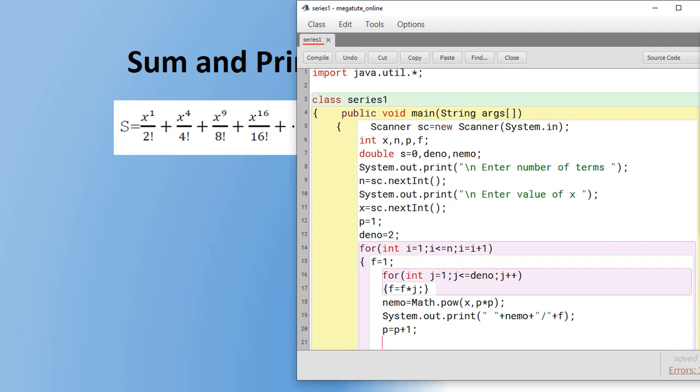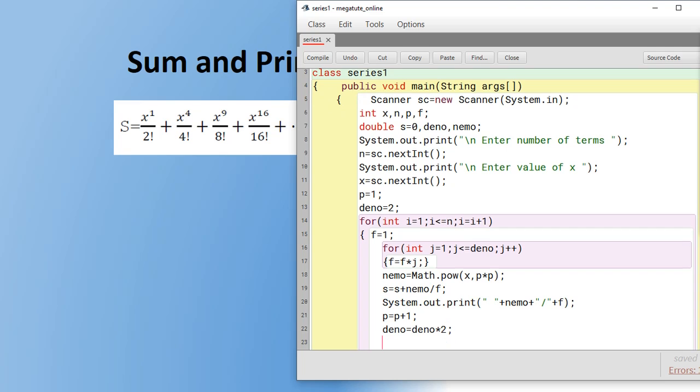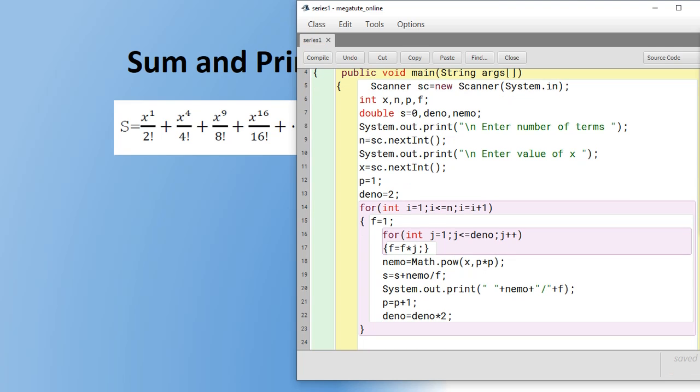Now what about the denominator? The denominator is getting twice. Okay, so denominator is the previous denominator multiplied by 2, and of course we have to do sum here also. So here I'll do sum equals sum plus numerator upon factorial of denominator, which is f. So here it closes the while loop, and then I print the answer, the sum of the series.